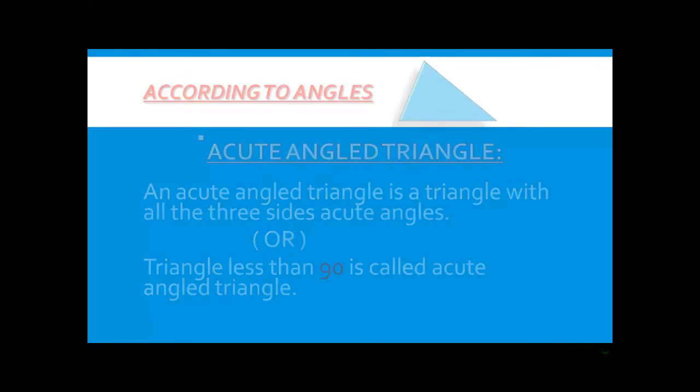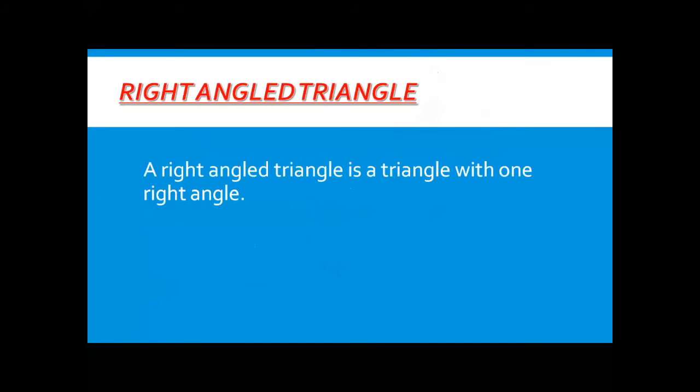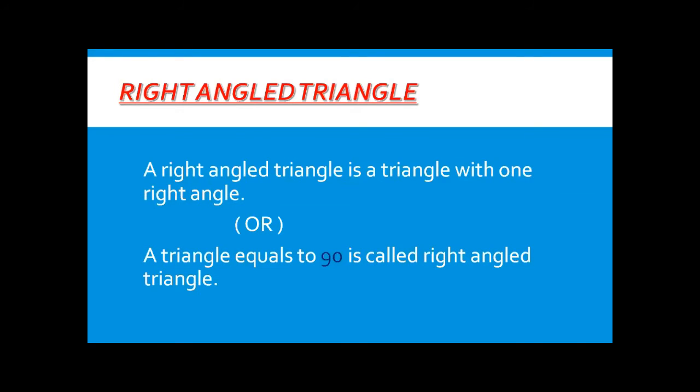Now, the next one, right angle triangle. A right angle triangle is a triangle with one right angle. In this, we have only one right angle, and the right angle is always equal to 90 degree. The value of right angle never changes. It is always 90 degree. A triangle with an angle equal to 90 degrees is called right angle triangle.